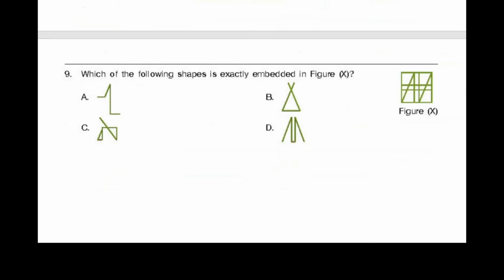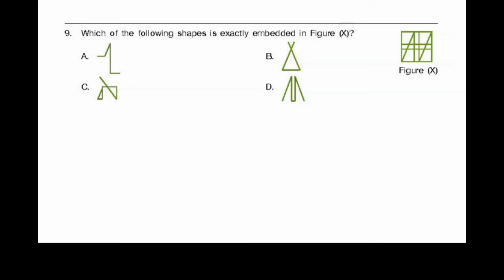Question number 9. Which of the following shapes is exactly embedded in the figure X? So here let's focus on the first. If you locate it starting from here, this line, then a slanting line, then a completely vertical line, and then a horizontal line. Yes, it's matching. If we focus on B, a triangle with a cross above, we do not have any triangle like this with two slanting lines. So this will be wrong.